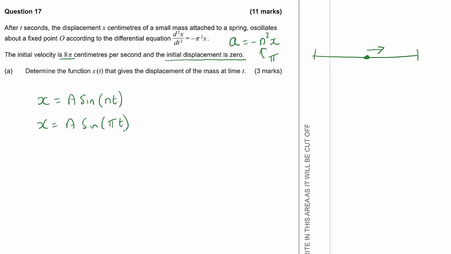So we need to work out what the amplitude is. Now, we know that the velocity you get from differentiating the displacement. So that's going to be aπ cos πt. And the maximum velocity happens in the middle with SHM. So in other words, this is the maximum velocity at the beginning here. And we're told it's 8π. And that implies that A is equal to 8. So I'm going to say that x is 8 sine πt.